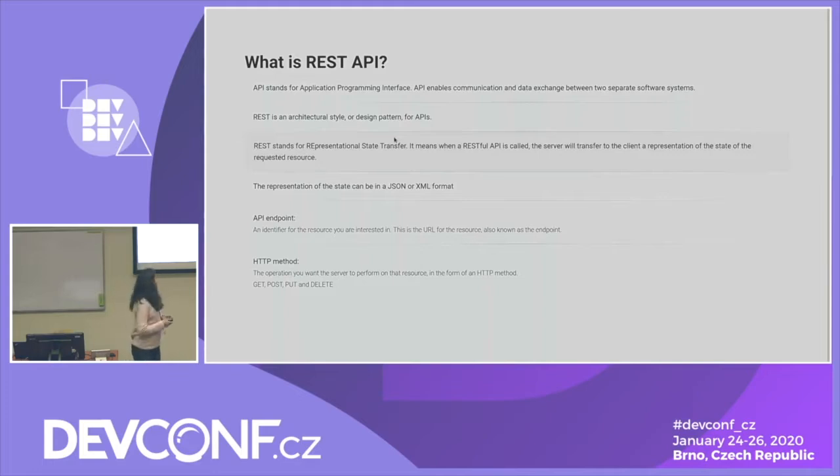Now, there are 2 points to it. One is the API endpoint, and the second is HTTP method. API endpoint is nothing but an identifier for the resource that you're interested in. It's the URL of the resource, also known as the endpoint. HTTP method. It's the operation that you want to perform on that resource in the form of an HTTP method. The different HTTP methods available to you are get, post, put, and delete. We're going to talk a little bit more about these HTTP methods in the next slides as well.